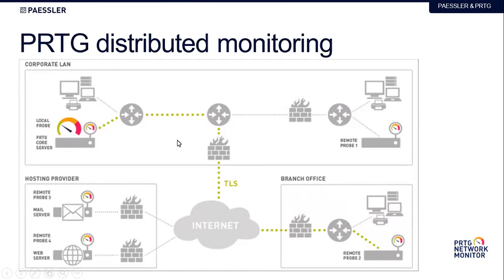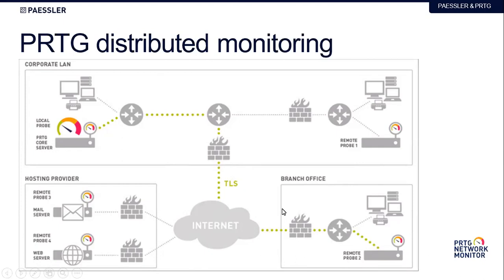If the connection between the HQ and the branches or the hosting provider is down, all the data will be stored inside the remote probe first. Once the line is re-established, all the data will flow back to the core server. That means you do not lose any data during the internet connection loss. So if you have a few branches you want to monitor, you just need to install the remote probe there.